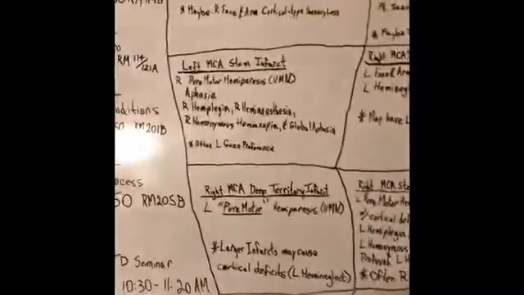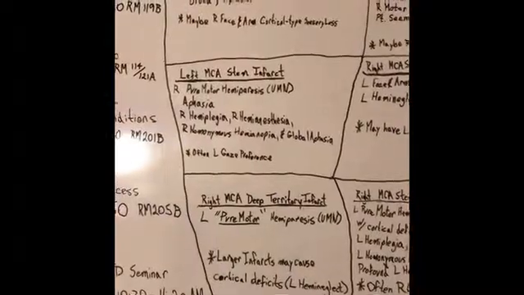Right MCA stem infarct. Again, going back up to the stem infarct that we've seen on the left side. For the right side, it's the same song and dance for the most part. You're going to see that homonymous hemianopia, which means that the same visual field, that left visual field, is going to be affected with both eyes, not just one. Also, you're going to see pure motor hemiparesis with cortical deficits like hemineglect, left hemiplegia, which is left paralysis, hemianesthesia.